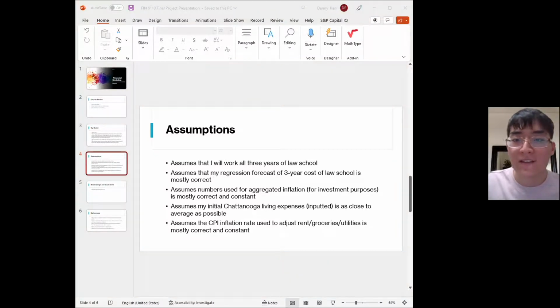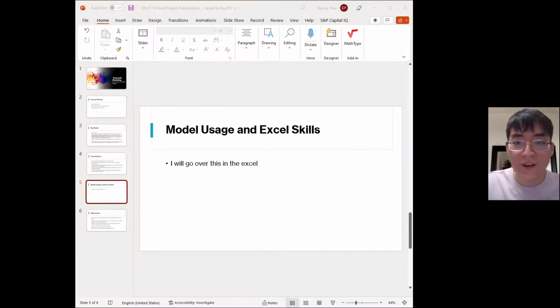Now on to slide 5. From here on, I'll go to my Excel file soon, but before that, I want to let everyone know what Excel skills were used. I used data tables to find out the savings depending on pay, given the percentage I put back. I used XLOOKUP multiple times throughout my model, and I could not recommend it more. It's such a good function to use, way more than INDEX MATCH. I also used regression analysis to forecast the cost of 3-year law schools in the future.